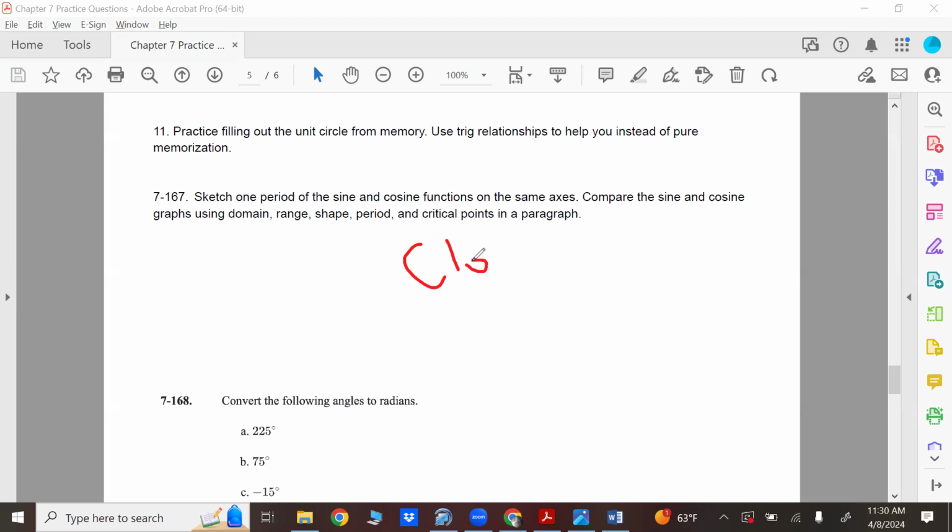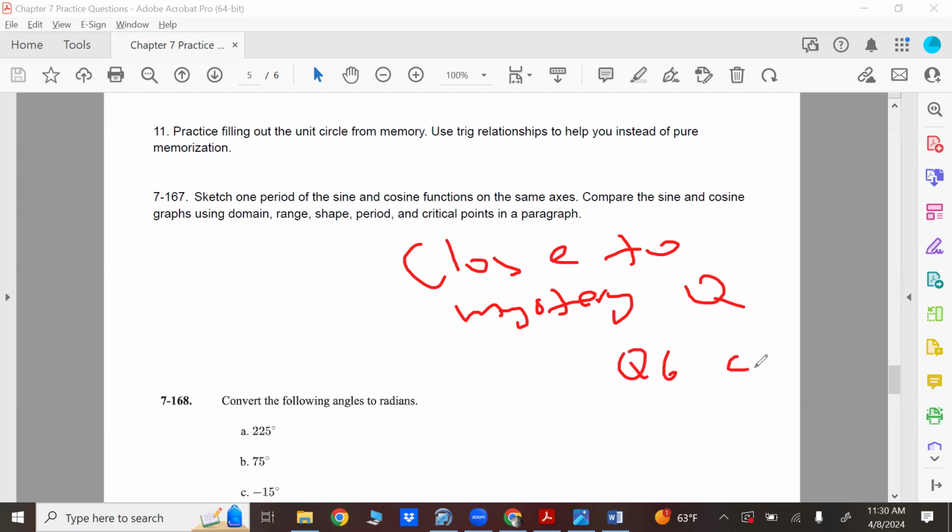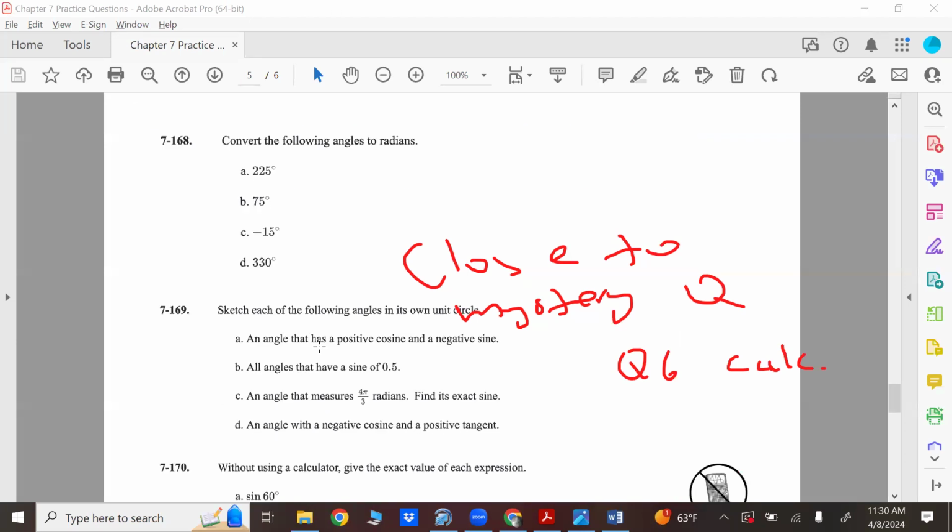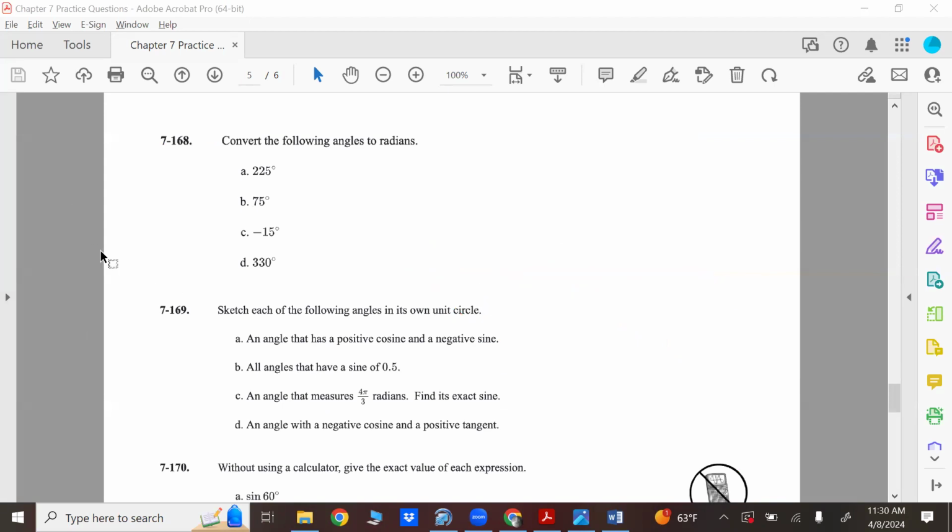Basically, this is close to the mystery question. Okay, it's not, I let the cat out of the bag. It's close to the mystery question. It's not quite exactly, but that'll be like question 6 calc. Converting to radians, that's going to be like question 1 in the calc section. This would be like question 4 in the calc section.